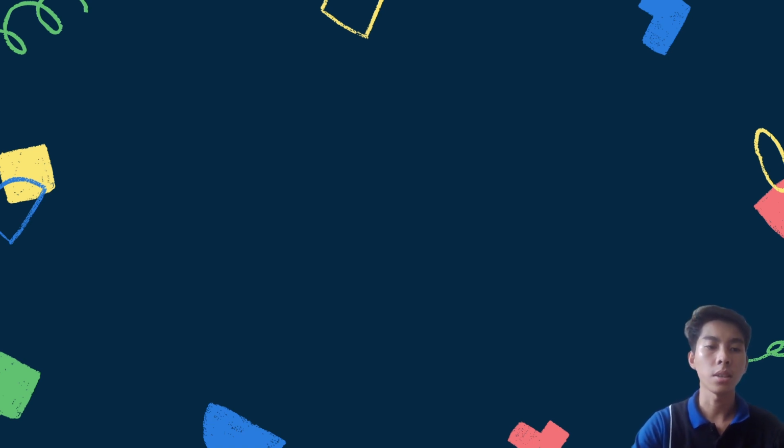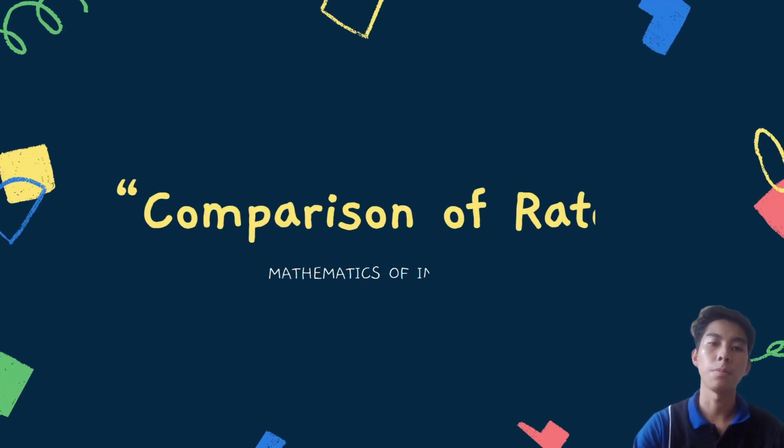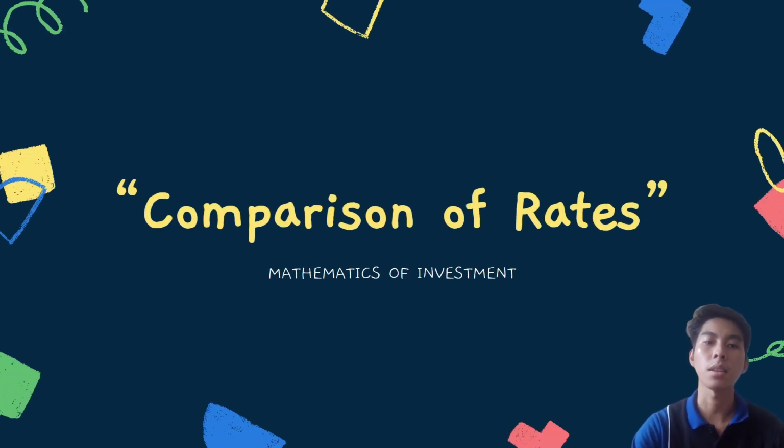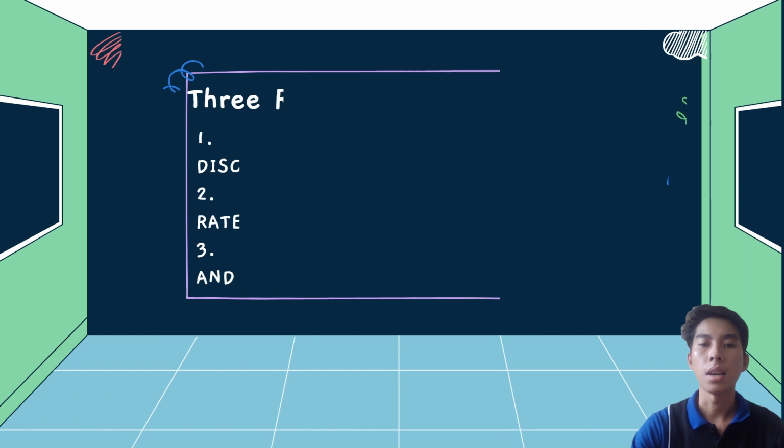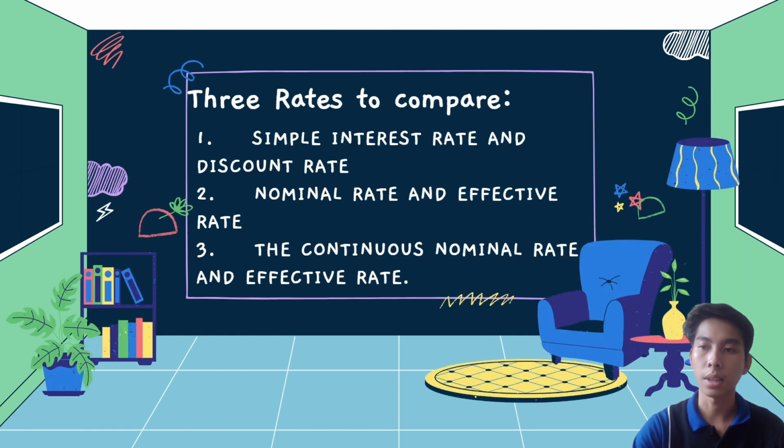So, for today's session, we're going to talk all about the comparison of rates in the mathematics of investment course. So, there are three rates to compare. First, the simple interest rate and discount rate. The second, nominal rate and effective rate. Thirdly, the continuous nominal rate and effective rate.